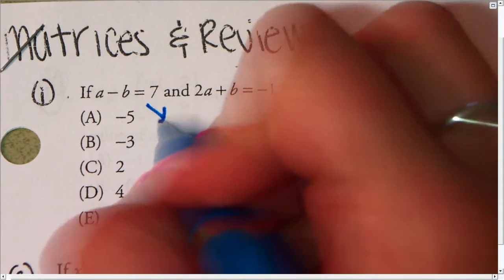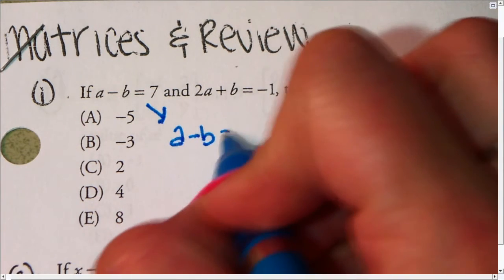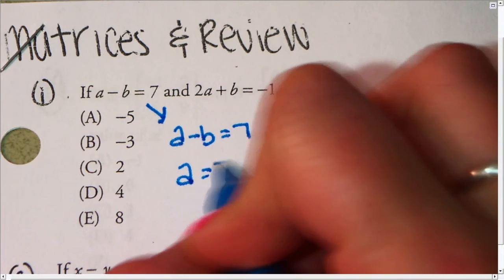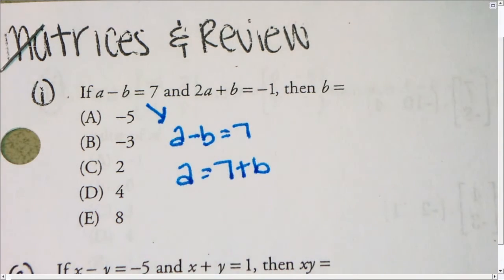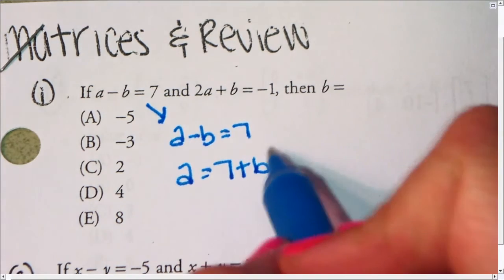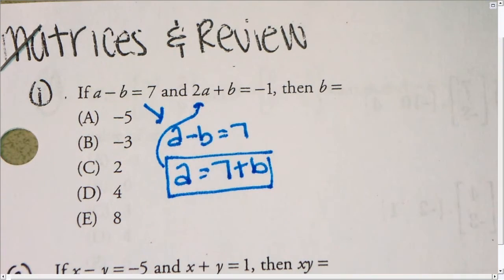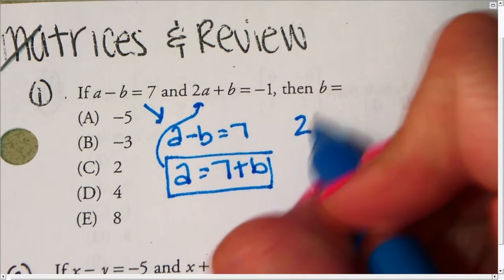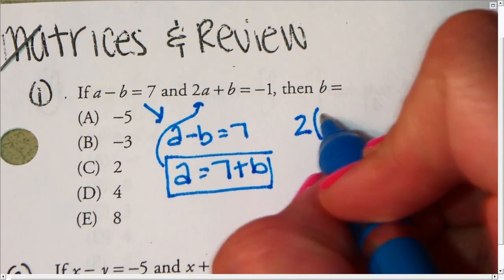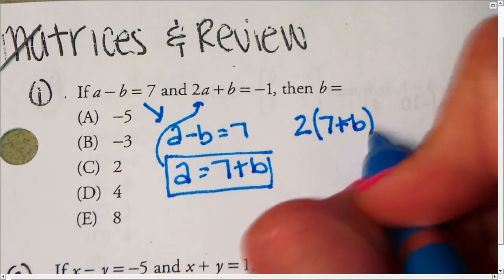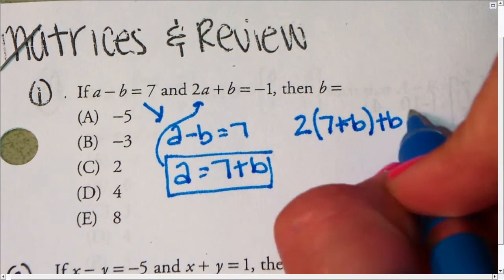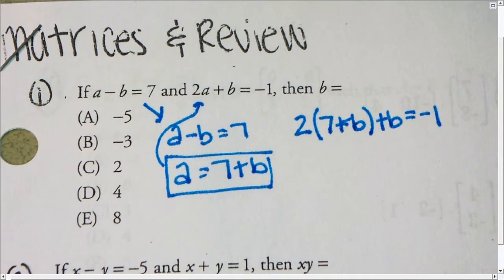So I'm going to go ahead and bring this down. a minus b equals 7. And I'm going to go ahead and solve for b. So I get a equals 7 plus b. Then I'm going to take this data and put it into this equation. I'm going to substitute it. So I get 2, and instead of writing a, I'm going to write 7 plus b, and then plus b on the outside equals negative 1.